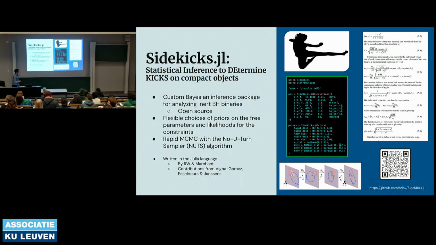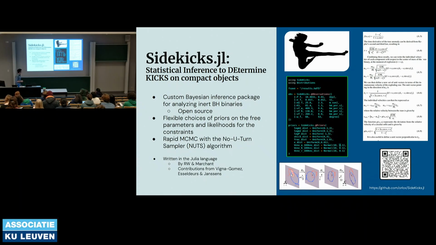It's a custom Bayesian inference package for analyzing inert black hole binaries, exactly the things that I just showed that we're most interested in. We allow for flexible choices of priors on the free parameters, all the ones that you want to understand. You can choose really wide agnostic ones, or if you have some intuition, you can tune those flexibly, as well as the likelihoods for the constraints. All the ones that you think you're measuring, you can apply a likelihood to those constraints and get a better sense of which ones you can measure and which ones you can't. You can also remove likelihoods if you think you can't constrain a quantity. So for example, if you don't have some velocity component in some direction, you just remove that one and you don't include it in your 10 constraints.